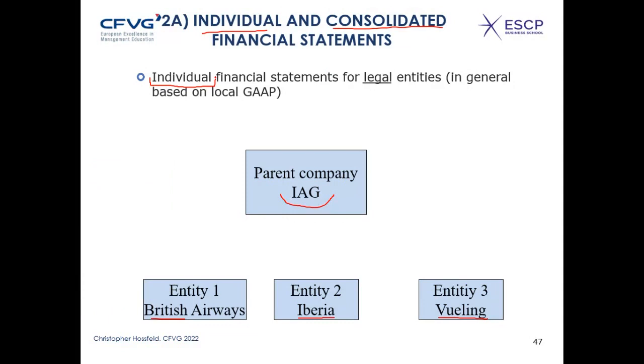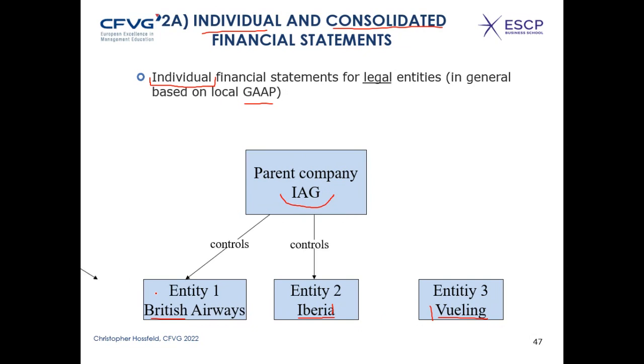What accounting rules do those companies need to apply when they prepare their financial statements? That depends, of course, on the country in which they are located. So, for example, IAG, Iberia, and Vueling are in Spain, so they have to use Spanish GAAP in their individual financial statements. British Airways is a UK company. They can choose if they use UK GAAP or IFRS. But that means here we have four types of individual financial statements and not necessarily with the same accounting regulation. Okay, that's the individual situation.